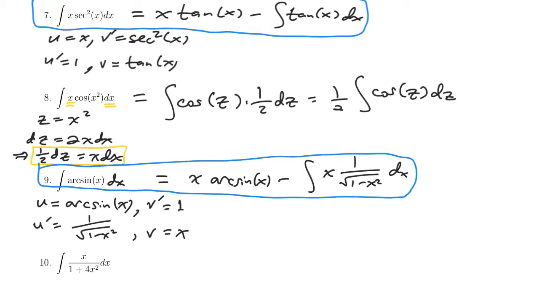To finish that problem, this now can be done using substitution. If you let z equal 1 minus x squared, then dz will have an x dx in it. So it's very similar to the substitution that we did here, because the x squared's derivative is going to have an x dx.